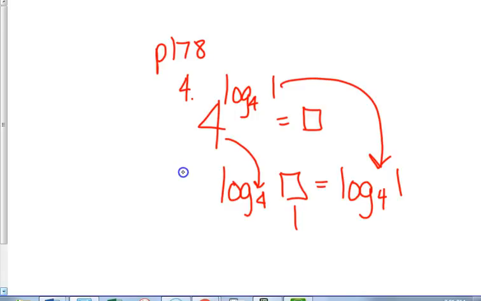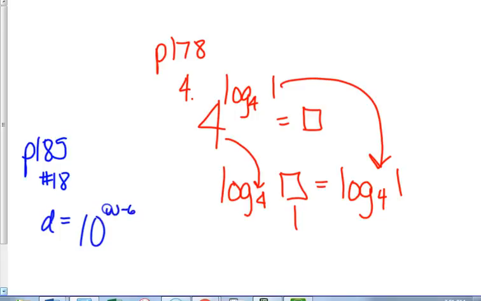Somebody else got a book problem they're stuck on? On page 185, number 18. It says the distance in miles that a tornado travels is some crazy formula. I think with your calculator you'd need a bunch of parentheses to get that in there, but it says express W in terms of log D. So they want us to rewrite this as a log.